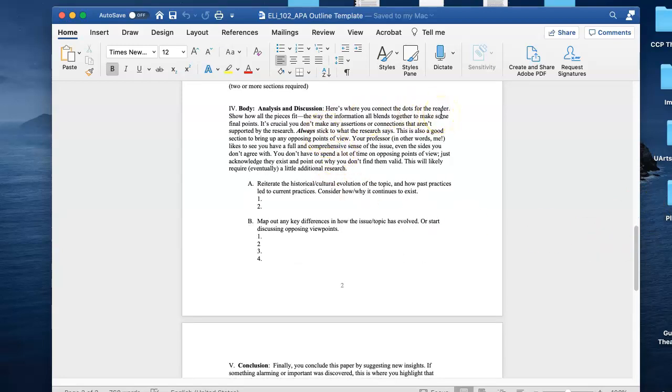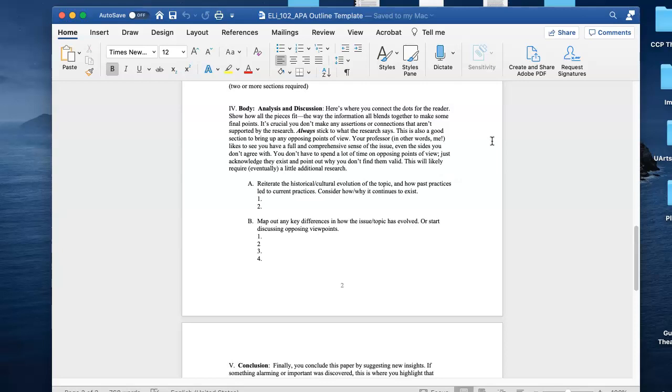Here's where you connect the dots for the reader, show how all the pieces fit, the way the information all blends together to make some final points. It's crucial you don't make any assertions or connections that aren't supported by the research. Always stick to what the research says. This is also a good section to bring up any opposing points of view. Your professor, in other words, me, likes to see that you have a full and comprehensive sense of the issue, even the sides you don't agree with.